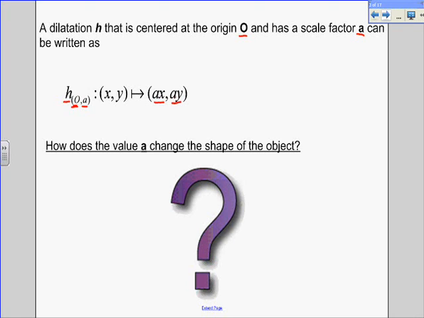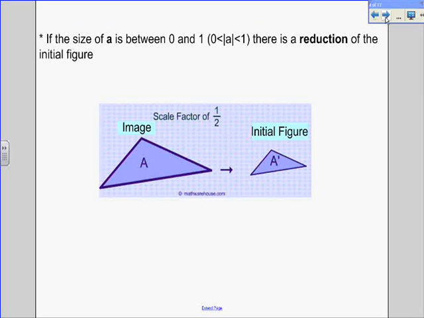So how does that value of a change the shape of our object? How does the scale factor change the appearance of our initial figure? We'll look at three different possibilities here. If the size of a is between 0 and 1, that means the absolute value of a, in other words just the size of a, ignoring a positive or a negative sign, is between 0 and 1. So 0.5 or 0.1, there's going to be a reduction of the initial figure.